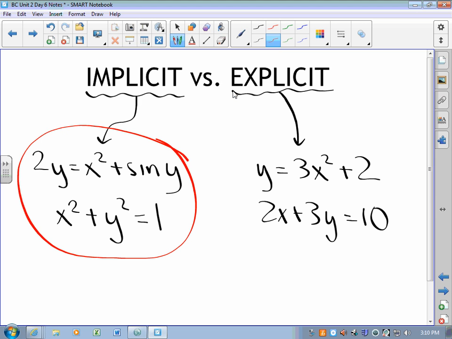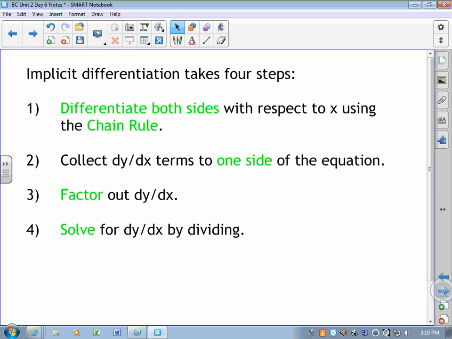And so the thing is, equations like those are many times smooth. And since they're smooth, we can find their derivatives. So since we can find their derivatives, we ought to be able to do that using some very easy process. And so I'm going to show you the process. Implicit differentiation takes 4 steps.